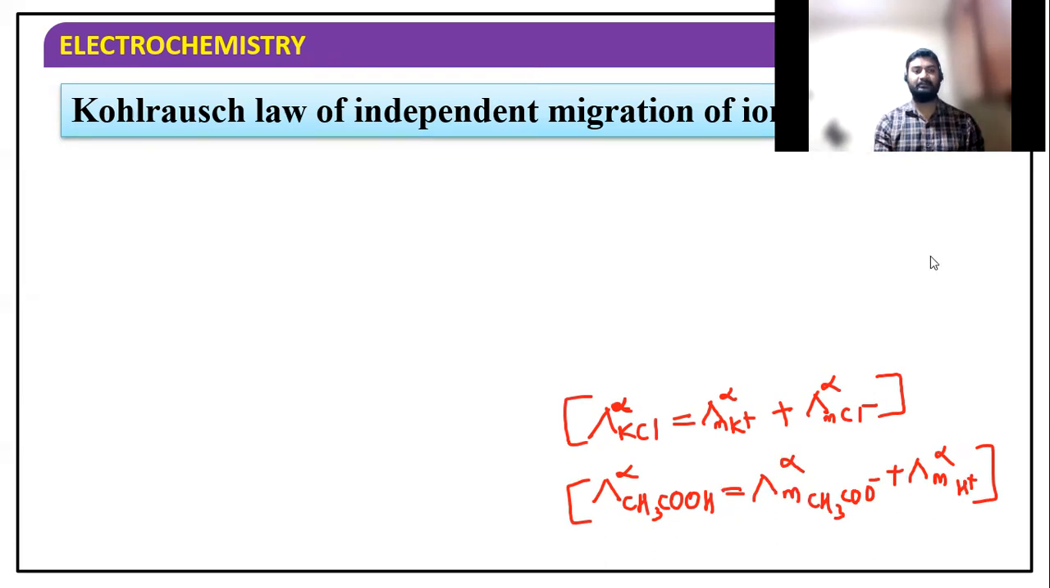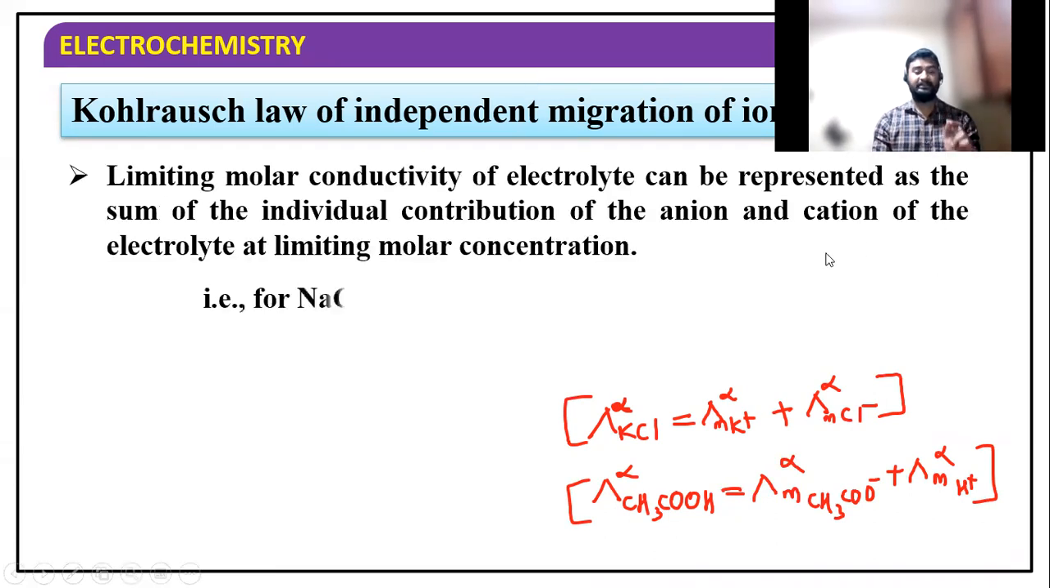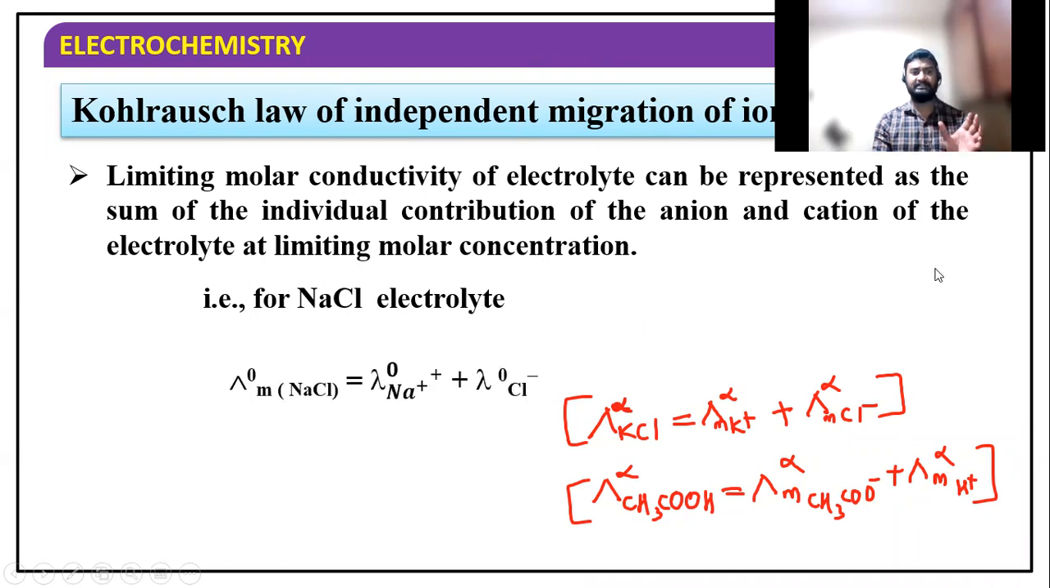So let's see the statement now. Kohlrausch says that the limiting molar conductivity, or molar conductivity at infinite dilution, limiting means the same thing here, of an electrolyte can be expressed as the sum of the individual contributions of the anion and cation of the electrolyte at limiting molar concentration. For example, they've given another example of NaCl, something that I already explained to you.